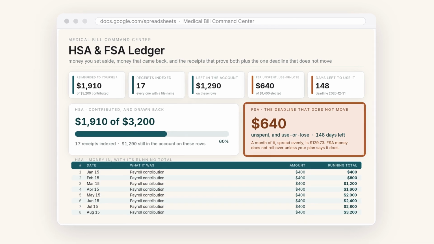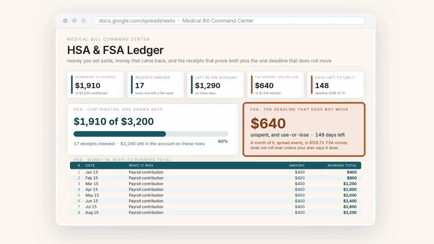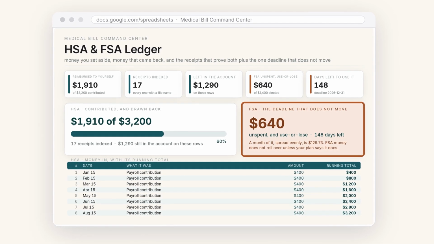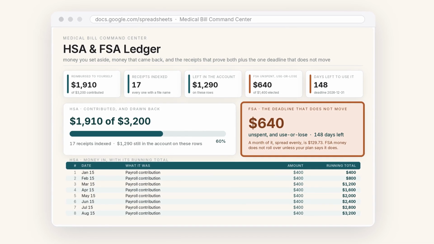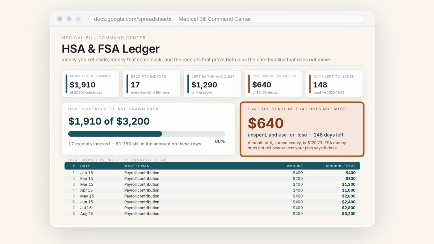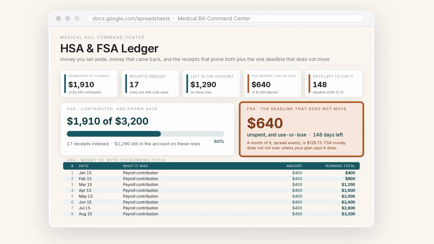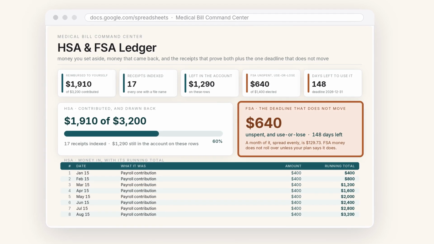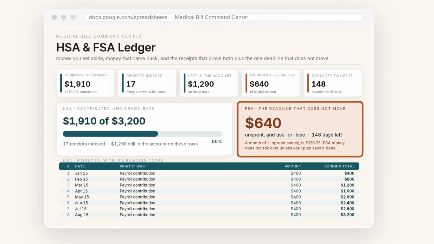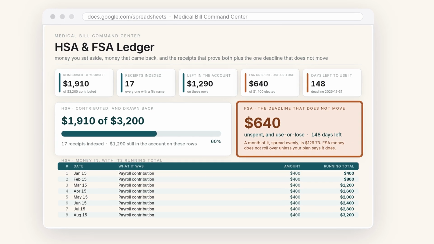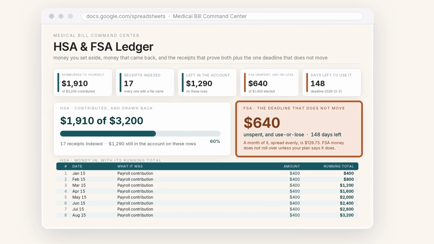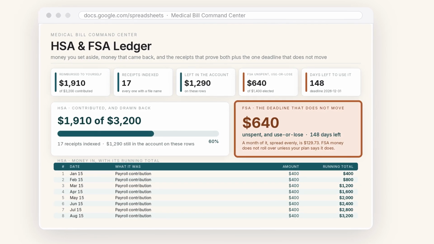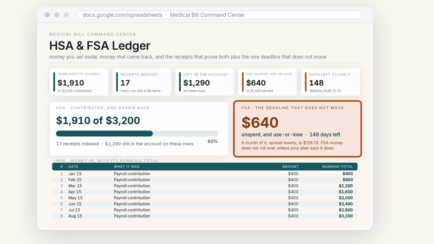Then the money you already set aside. The HSA and FSA ledger tracks contributions, reimbursements, and a running balance, with a receipt index. 17 receipts in the sample, each one pointing at a file name you keep. $1,910 of $3,200 has been drawn back so far. And the line that tends to surprise people, $640 of FSA money is unspent, with 148 days left before the deadline.